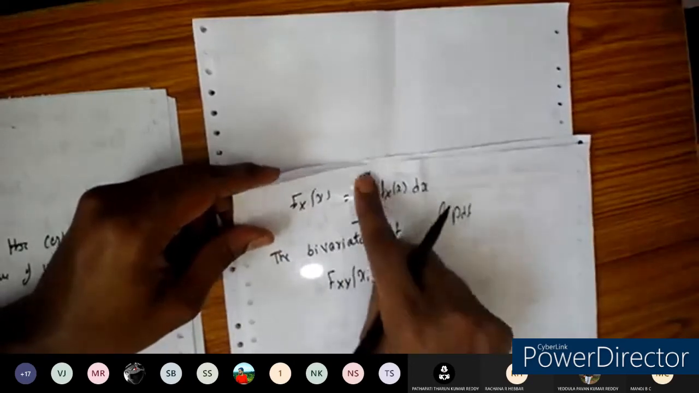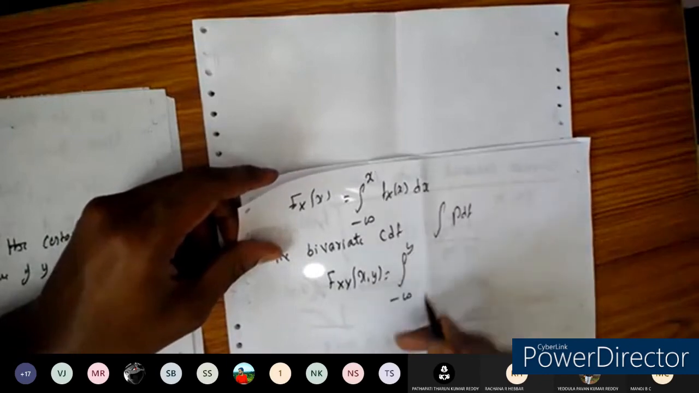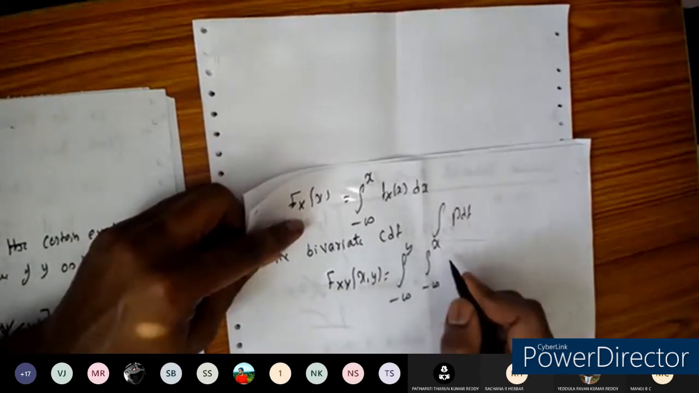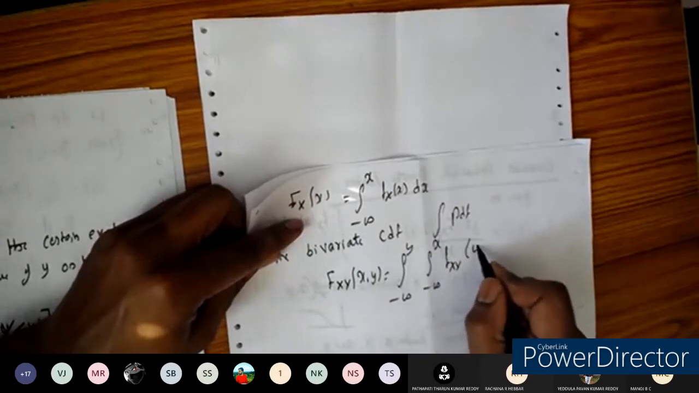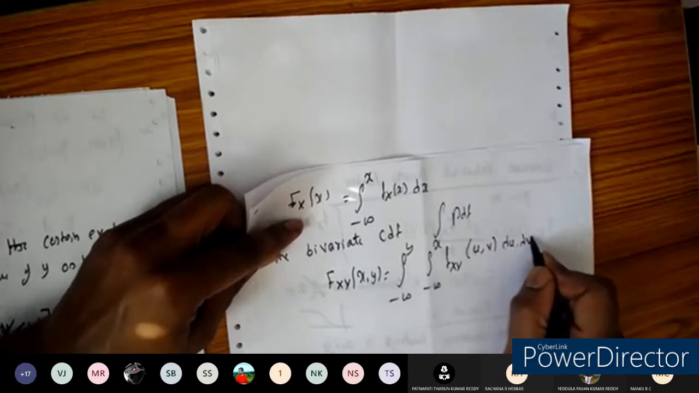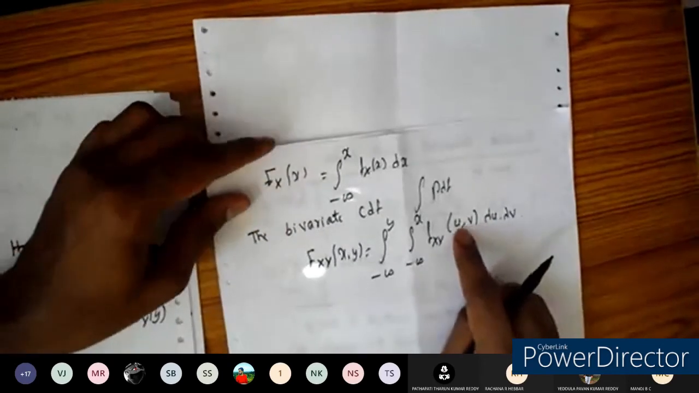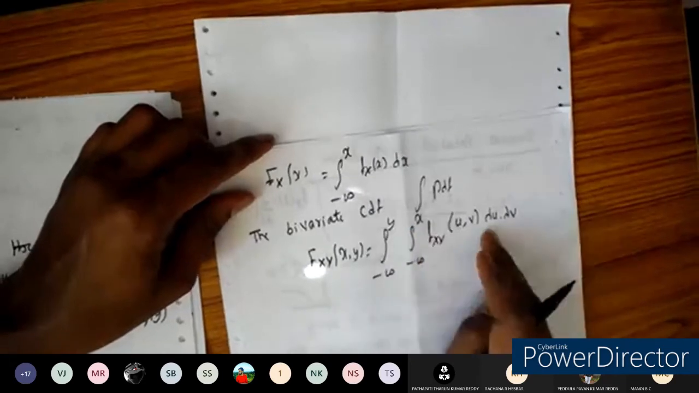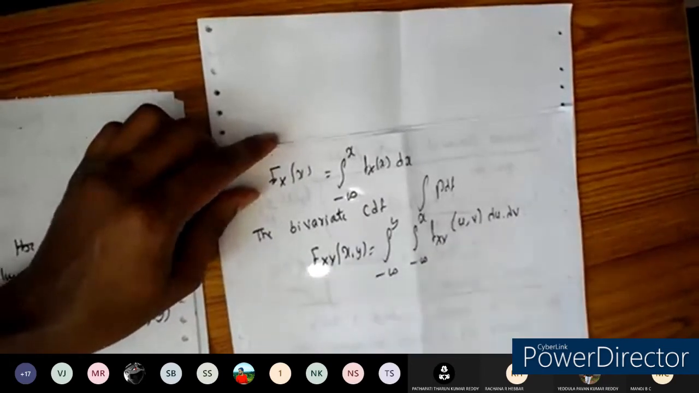similarly to this, we are going to integrate here. One integral is with respect to the limit from minus infinity up to y, the other is with respect to x. It is f_XY of some values u and v, and we integrate with respect to du and dv. Instead of x and y, we use u and v as dummy variables. By substituting the limits, we can obtain the CDF from the PDF.